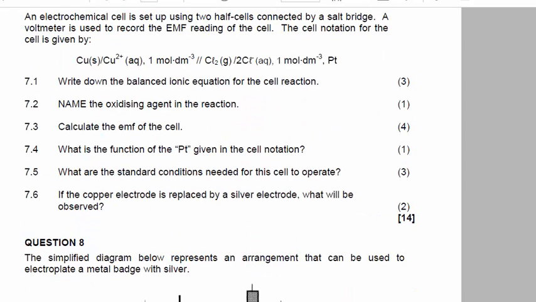An electrochemical cell is set up using two half cells connected by a salt bridge. A voltmeter is used to record the EMF reading of the cell. The cell notation is given, and here we go from copper to copper 2+, and then from chlorine going from 0 to negative. Chlorine itself is a gas. A gas cannot conduct electricity, and that is why you'll see a comma here, or they could have had another straight line with platinum.